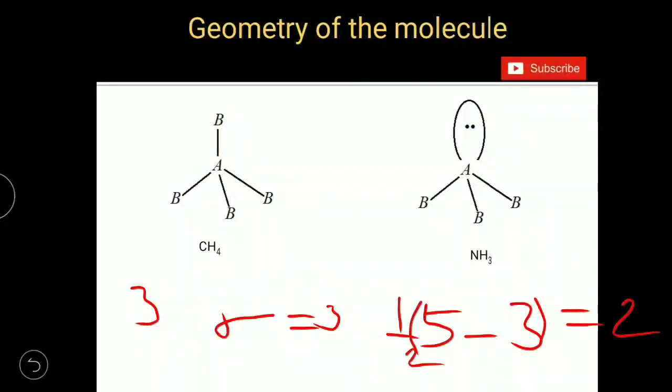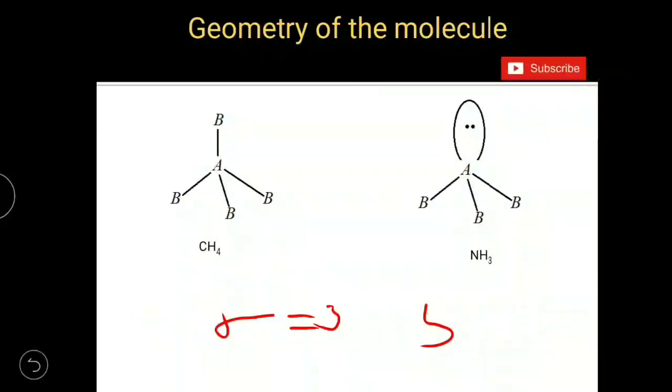Next, come to one more example. H2O, central atom oxygen. It is bonded to 2 hydrogen atoms. So the number of sigma bonds equal to 2.